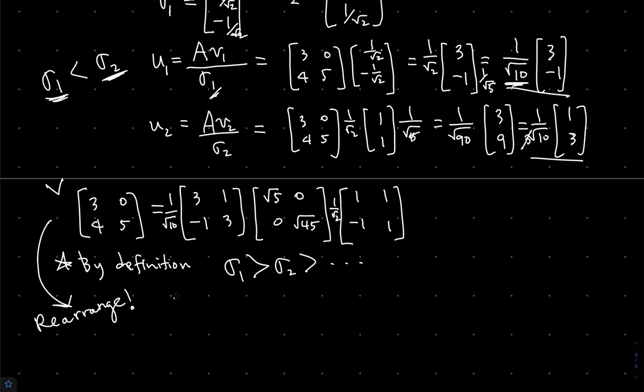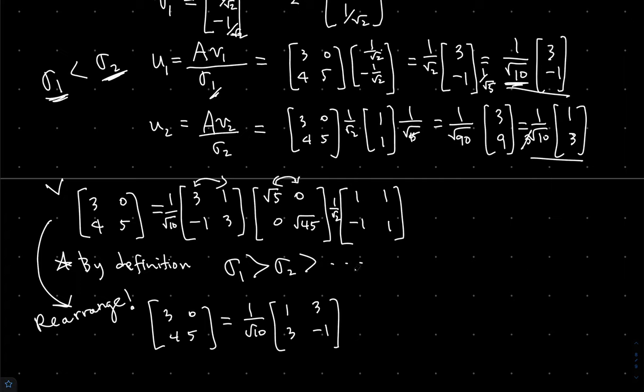We need to rearrange this so that A, [3, 0; 4, 5], equals 1 over root 10. Now we have to change these two column vectors, so [1, 3] and [3, minus 1]. And then we change these two as well, and we write root 45, 0, 0, root 5. And then also, I made another mistake. This needs to be transposed.